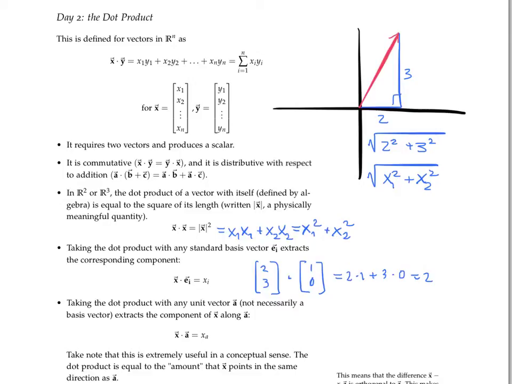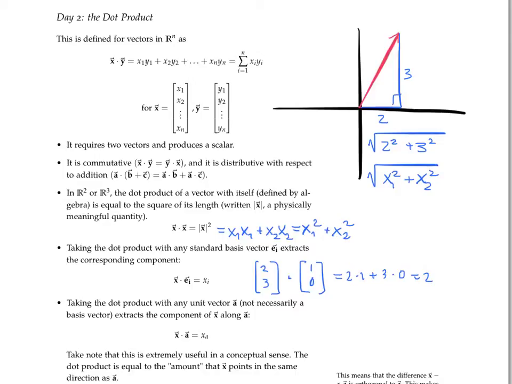And this makes sense because e sub i, the ith standard basis vector, is going to have a 1 in the ith component and zeros everywhere else. So when you take the dot product of that vector with another vector, the only component that's going to get multiplied by anything other than 0 is the ith component. That's really important to note.